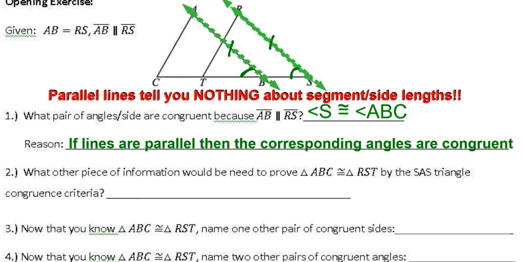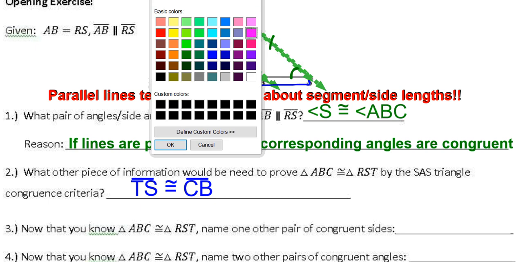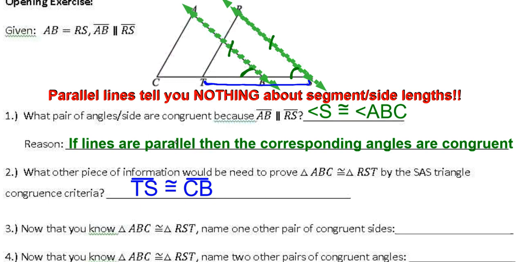If we wanted to do side angle side, what other side would we need? What other piece of information would we need to make these triangles congruent by side angle side? Right, we would need TS from that triangle to be congruent to CB from that triangle. So we would need another pair of congruent sides, and then we could do side angle side.